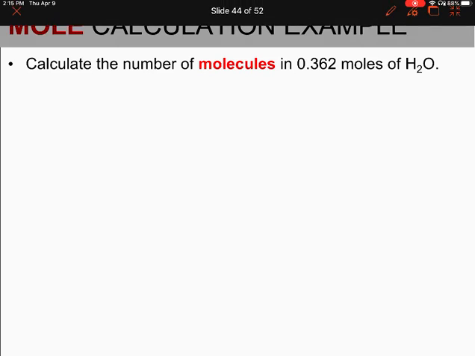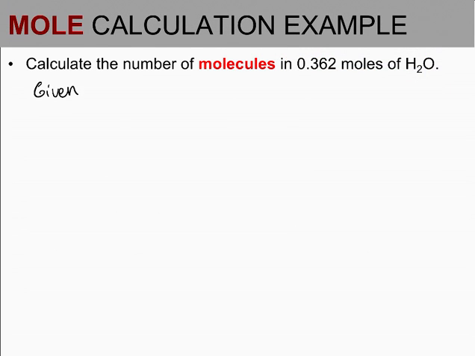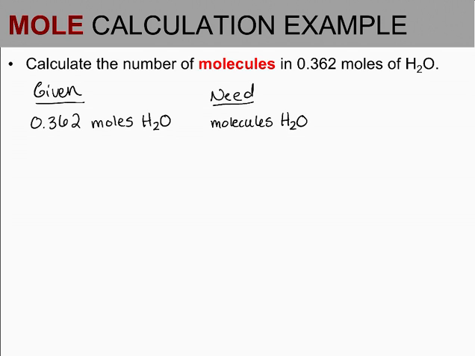So as usual, let's start by writing out what we're given, and then what we need, and then what our plan is. So we're told that we have 0.362 moles of water, which is H2O. And then we need to determine how many molecules of H2O we have. So our plan is to go from moles to molecules.